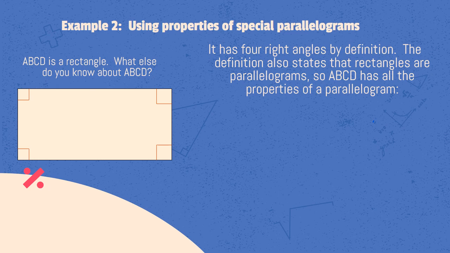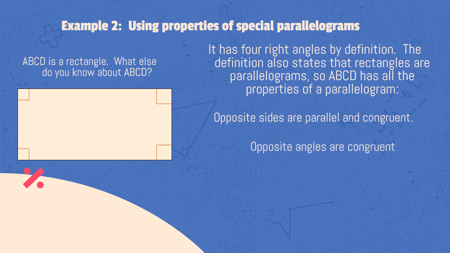The definition also states that rectangles are parallelograms. So this quadrilateral ABCD has all the properties of parallelograms. And these properties are the following. Opposite sides are parallel and congruent.